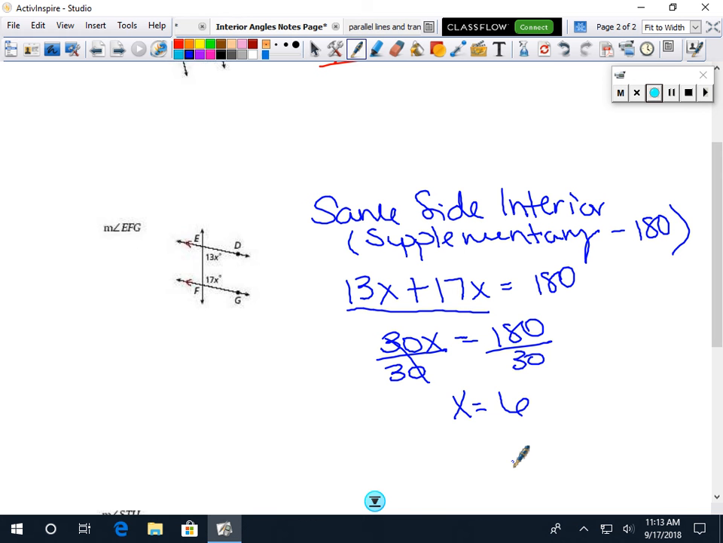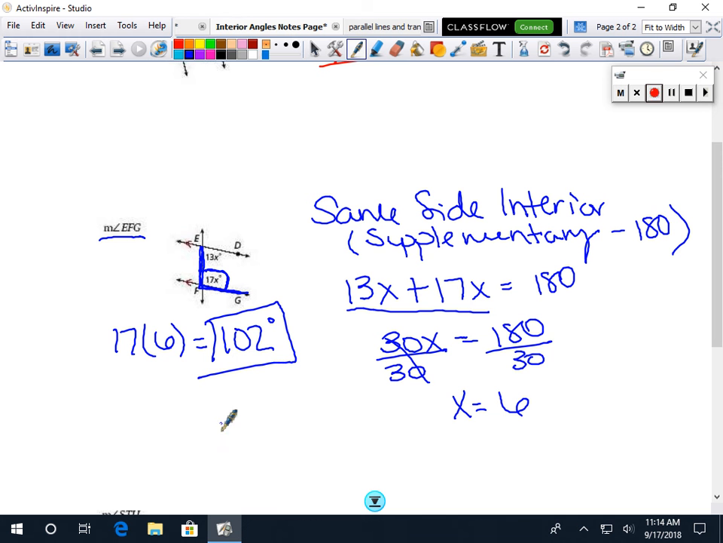Now then, that doesn't actually answer the question that it's asking for. It wants you to find the measure of angle EFG. Angle EFG is the angle right here with the 17x. So then I'm going to plug that in. 17 times 6 gives me 102. So to actually answer the question, the angle is 102.